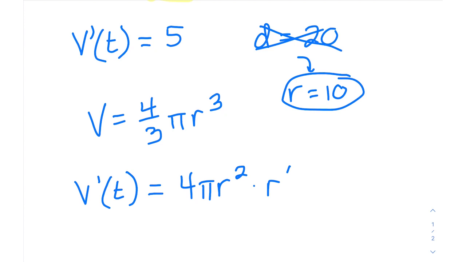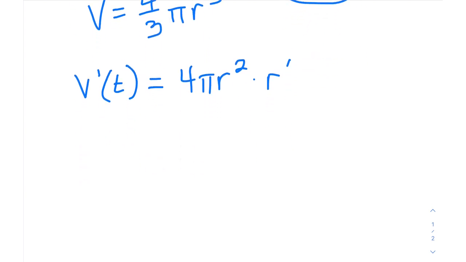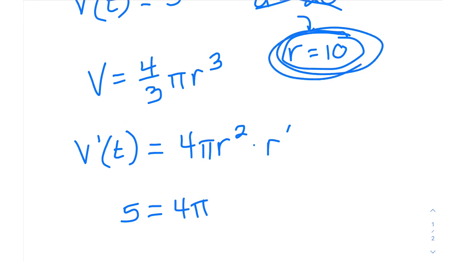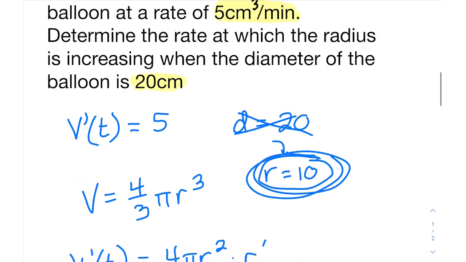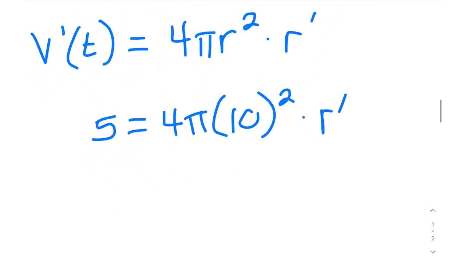And now we can plug in our corresponding values here. So we can say that we have v prime equal to 4 pi times our radius, which, remember, up here was 10, squared, times, now I don't know a change of radius, but that's my only remaining variable. Let me just double check that's what the question's asking. They want to know, determine the rate at which the radius is increasing. Okay, yeah, so that is correct, that's going to be the variable that we solve for.